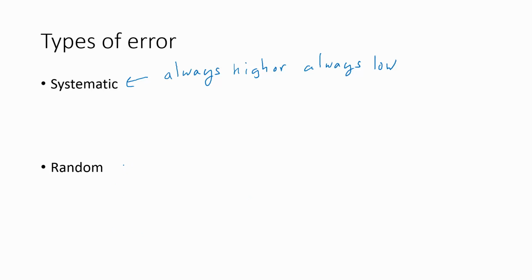Random error is, I'm trying to measure something, and I can only measure it so well. I'm always going to have some plus or minus value associated with that particular measurement. And I'm going to be off a little bit every single time, but not always in the same direction. Sometimes I'll be a little high, sometimes I'll be a little low. That's what random error is. It's not always in one direction, but sometimes high, sometimes low.